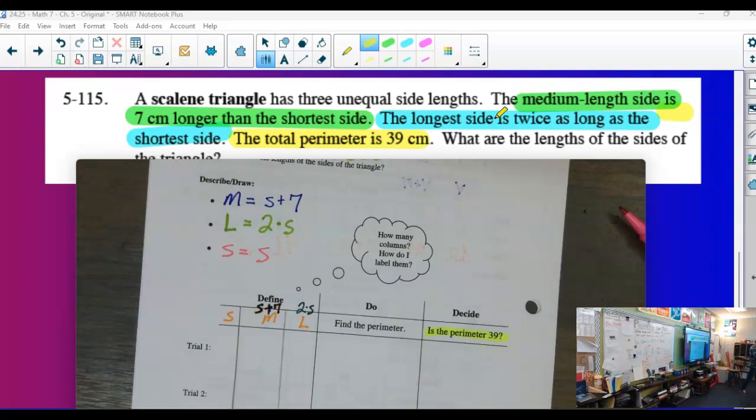So try a guess. You can work together with each other, or you don't have to. Also, if you put 5 plus S, then the medium would be bigger than the large. Show me.